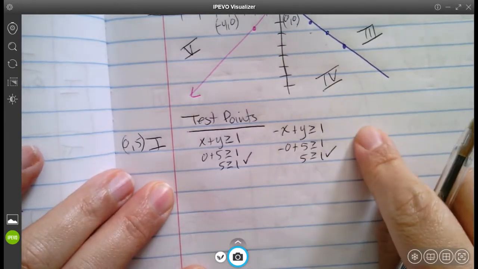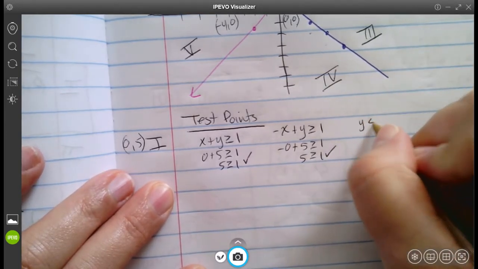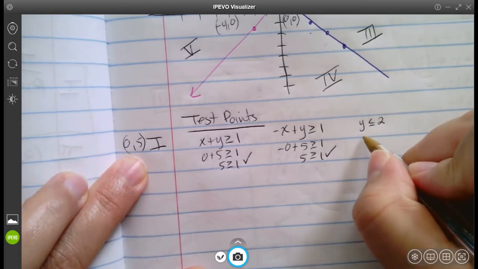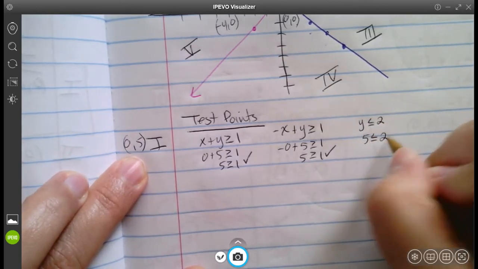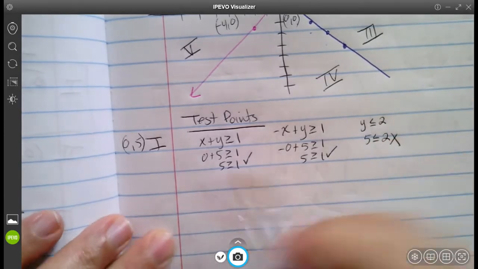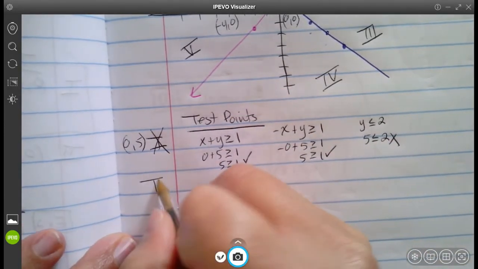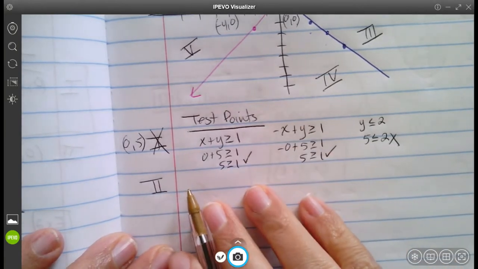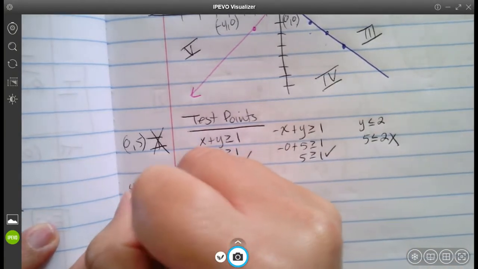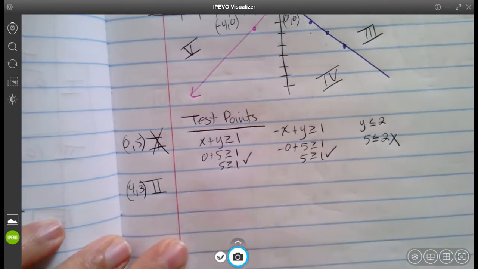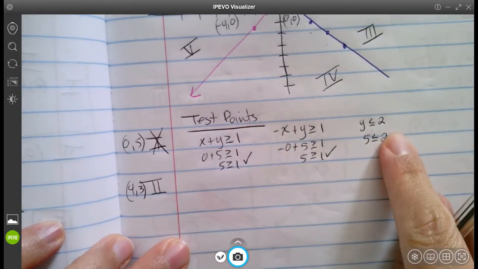And then we also have the last one, which is y is less than or equal to 2. So we have 5 is less than or equal to 2, which is not true, which means that region 1 is not the answer. Okay, let's try region 2. Region 2, we went ahead and chose the point 4, 3. So I'm going to just use these same equations.